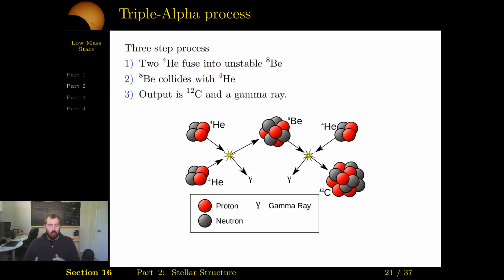So the core started off at the beginning of the star's life as a bunch of hydrogen. It fused into a bunch of helium. And then eventually the pressure went up enough that the helium started fusing together in what's called this triple alpha process. And the end result of that is going to be carbon in the core.